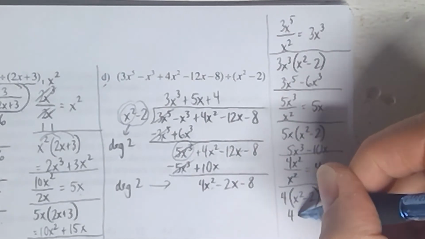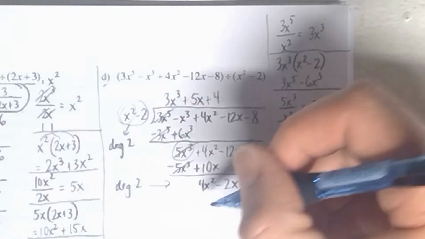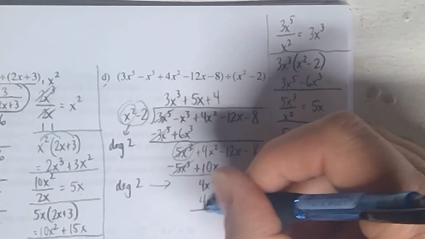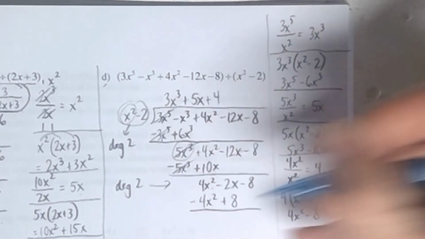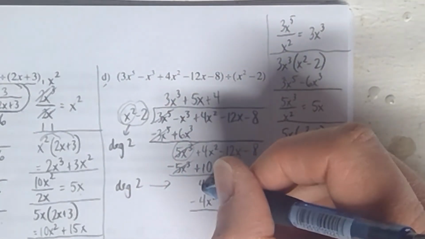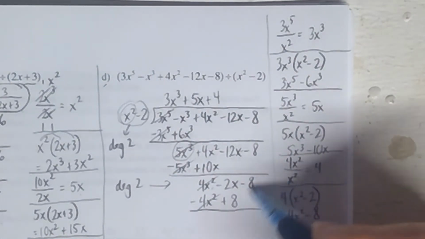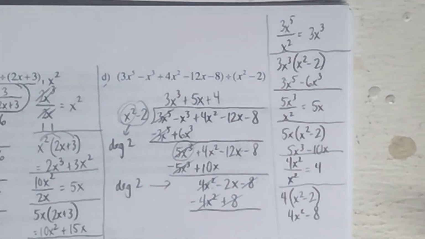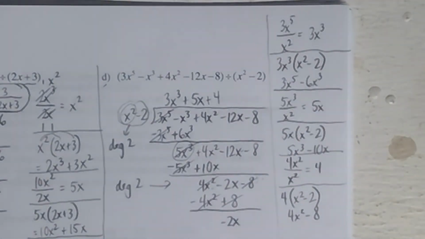Distribute that through and we get 4x squared minus 8. Remember to change the signs of this. Change the signs of the second line before you combine like terms. And notice that not only do the 4x squared terms cancel, but so do these two, don't they? Minus 8 and plus 8, that's equal to 0 when you add those together as well. So all we have left is minus 2x.